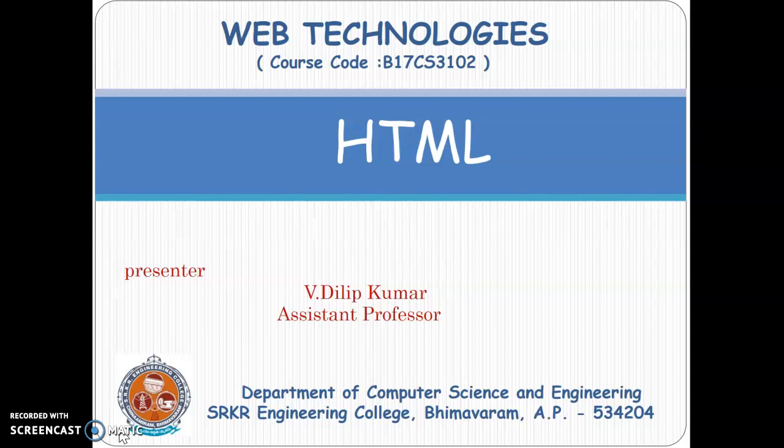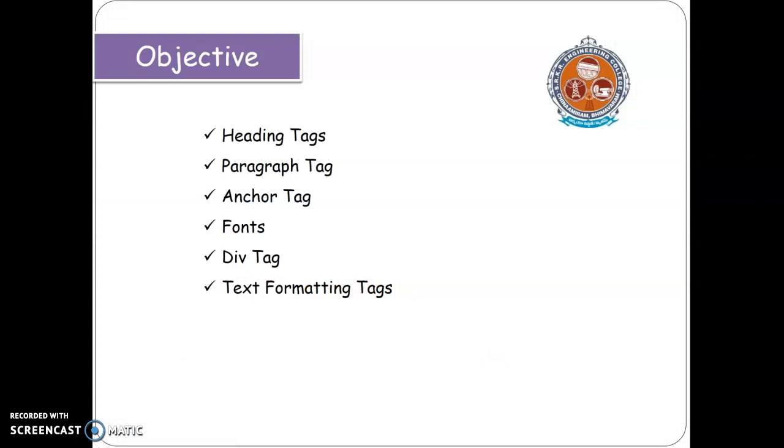Today we are discussing the basic elements in HTML. The foremost elements are tags. The objectives: here we are discussing the heading tags, paragraph tags, anchor tags, fonts, div tags, and text formatting tags.